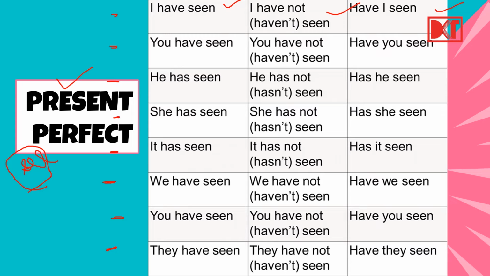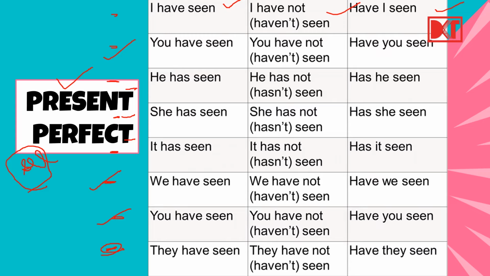And then for the third person male, female, neutral remains the same obviously. He, she, it has seen or hasn't seen, or has he seen, has she seen, has it seen. Then we have first person plural, we have seen, we haven't seen, have we seen. Then the second person plural and singular both remain the same. You have seen, you haven't seen, or have you seen. Then we have the third person plural, they have seen, they haven't seen, or have they seen.